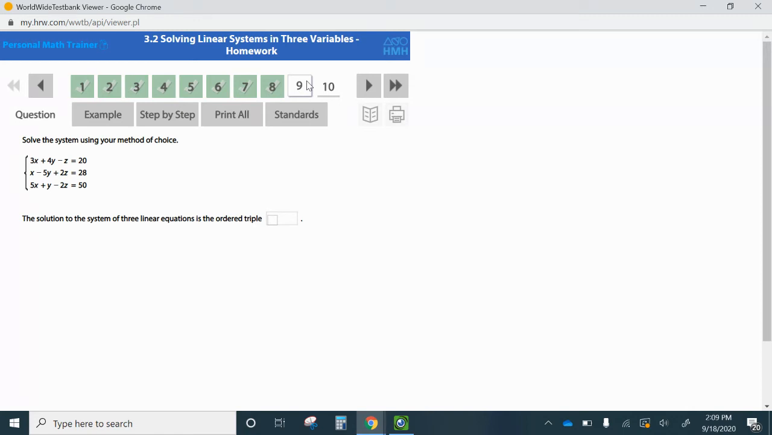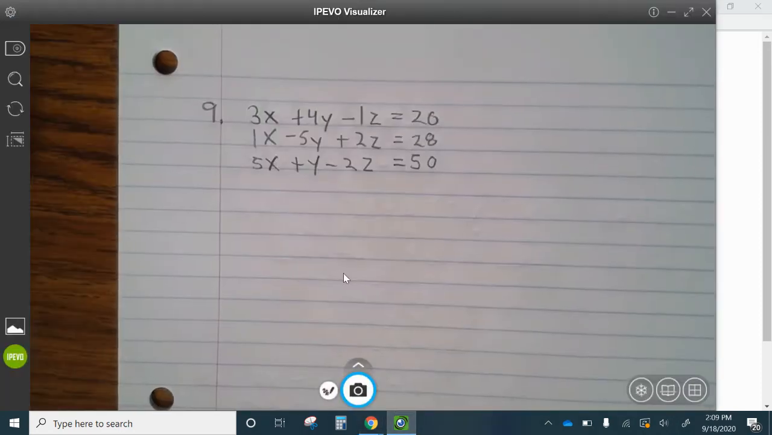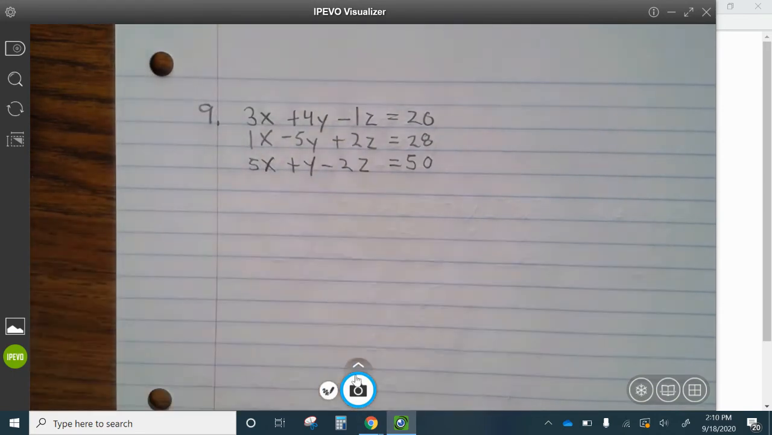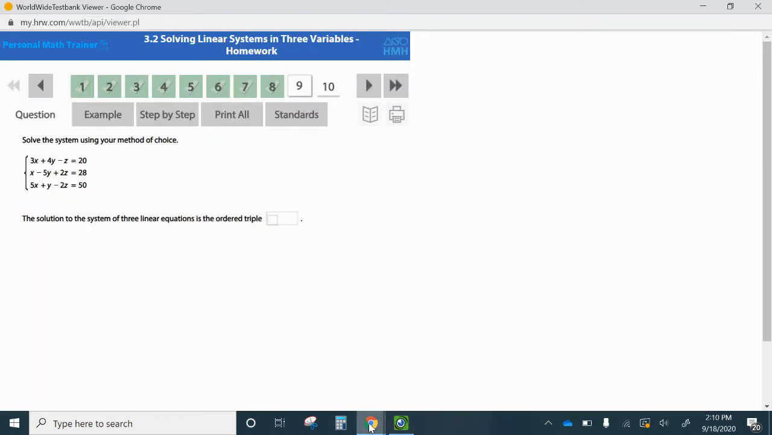Okay, so I've written it down, and basically I can go from here to just the Desmos calculator, putting them in as a matrix. So let me do that now. Let me clear this out. So new matrix, A is 3 by 3, so that's 3, 4, negative 1, 1, negative 5, 2, 5, 1, negative 2. Okay, press enter.